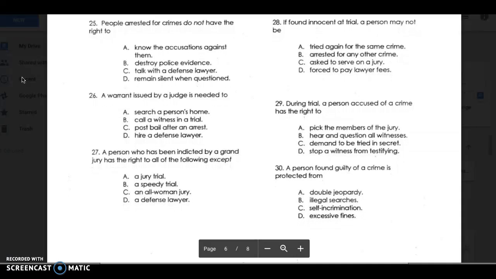Question 30. A person found guilty of a crime is protected from A. Double jeopardy. B. Illegal searches. C. Self-incrimination. D. Excessive fines.